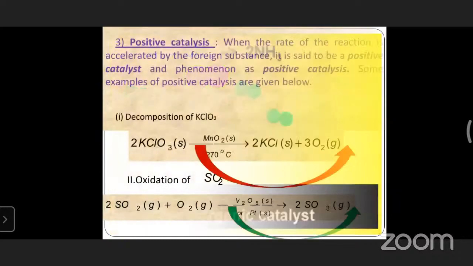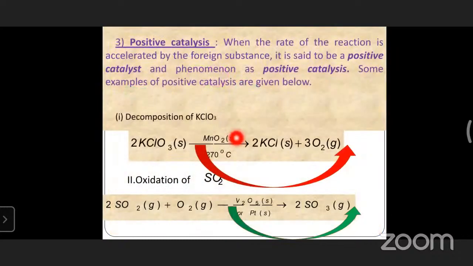What is meant by a positive catalyst? The reaction is accelerated by manganese dioxide at a temperature of 270 degrees centigrade. In this reaction, the decomposition of potassium chlorate, we have taken MnO2 as a catalyst. What will happen here? When the rate of reaction is accelerated by a foreign substance, the rate of reaction increases. Increases means the time taken to form the products decreases. That is called acceleration of the rate of the reaction. It is said to be a positive catalyst, and the phenomenon we call positive catalysis.